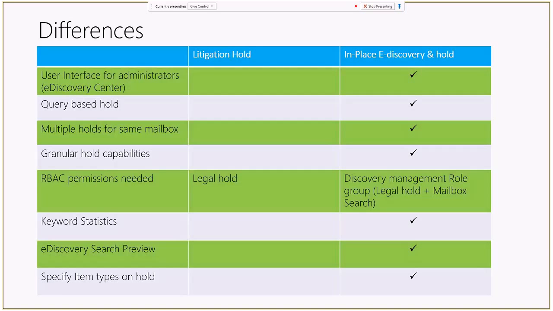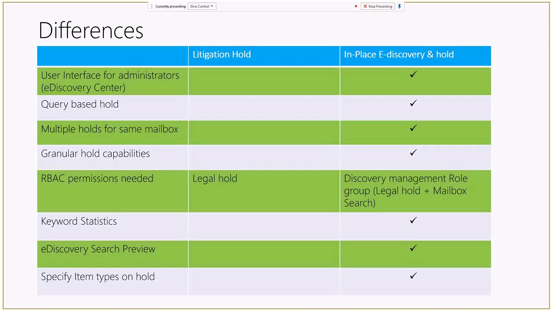eDiscovery and in-place hold in 2013 offers query-based hold, which offers you more granular hold capabilities, not to put the entire mailbox on hold. Litigation hold was all or nothing. You place the entire mailbox on hold, everything in the mailbox is placed on hold. Whereas in the new Exchange 2013, you can put your own queries in, and whatever mails or items match that particular search query are the ones that are placed on hold.